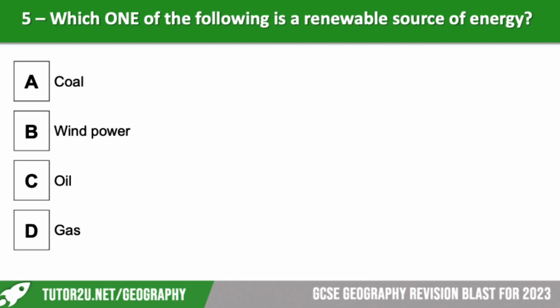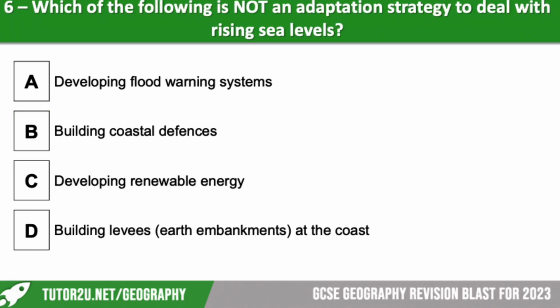Five, which one of the following is a renewable source of energy? A, coal, B, wind power, C, oil, D, gas. Let's reveal. It is wind power, so it's not going to run out and is much better for the environment.